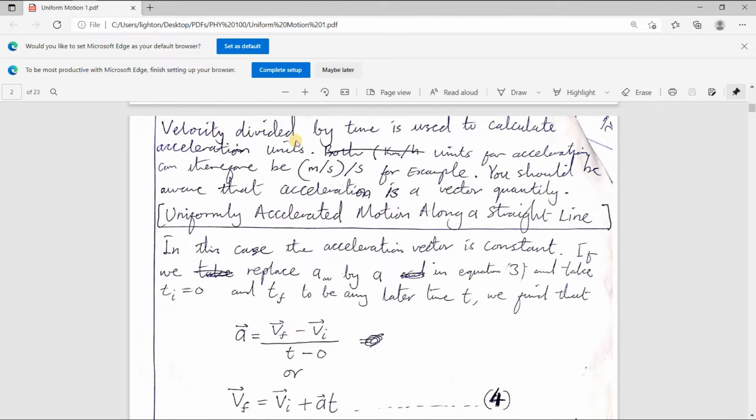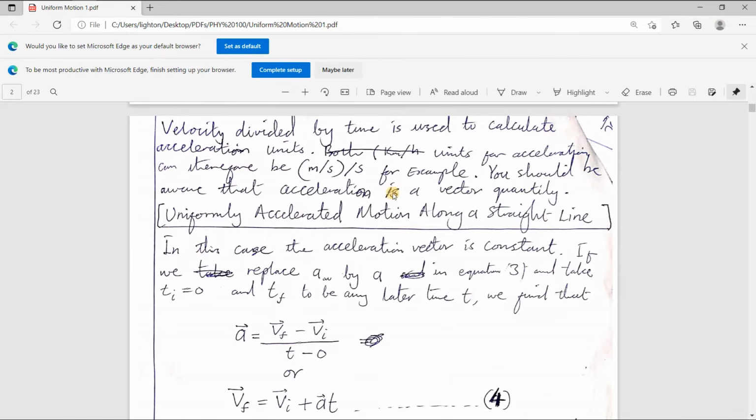Now, velocity divided by time is used to calculate acceleration units. Units for acceleration can therefore be meters per second per second, or meters per second squared. I know you're used to meters per second squared. It's the same thing as this, so instead of writing this, you can write meters per second squared as I showed you in class. Now, you should also be aware that acceleration is a vector quantity, because it has a direction. It points somewhere.